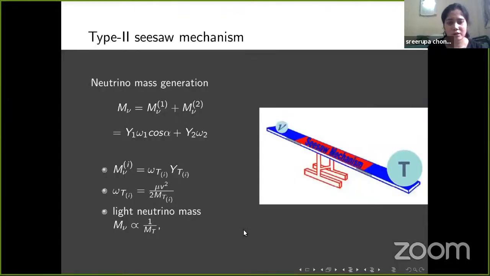Only one triplet scalar is sufficient to generate neutrino mass, but in order to obtain non-vanishing CP asymmetry, we need at least 2 heavy triplet scalars in the model. And so these 2 triplet scalars are going to contribute in the mass generation of the neutrinos. Each contribution is proportional to the multiplication of the vacuum expectation value of the corresponding triplet scalar and the Yukawa coupling matrix. It is found that the tiny neutrino mass generated is inversely proportional to the heavy triplet mass, and thereby it exhibits the typical seesaw behavior.